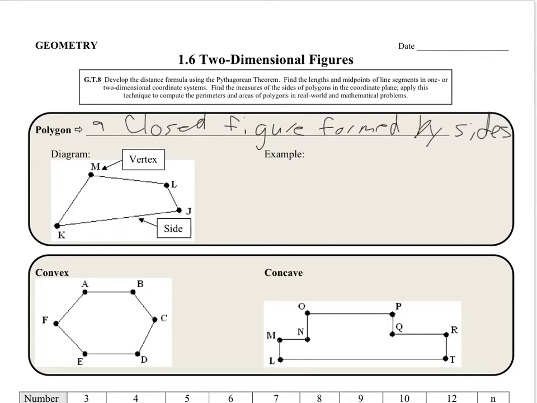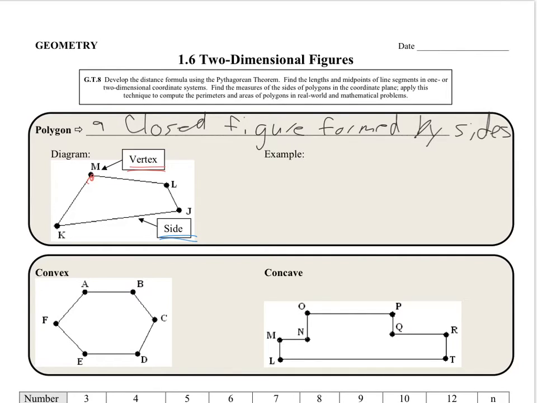Now, just like angles, polygons have vertices, which are the points where the angles are formed. In this case, it is each endpoint of the sides. And then we also have sides, which are the lines that connect each vertex together.